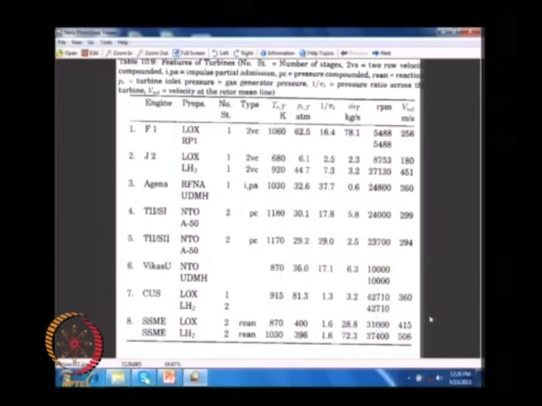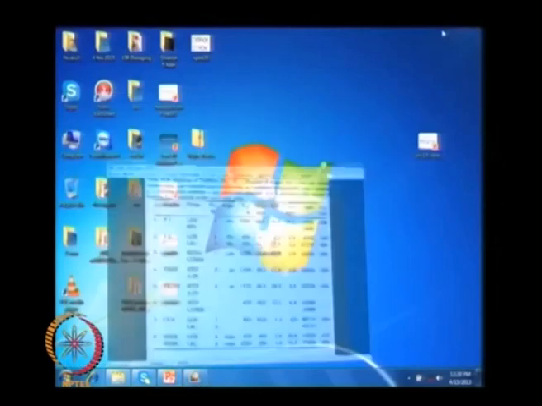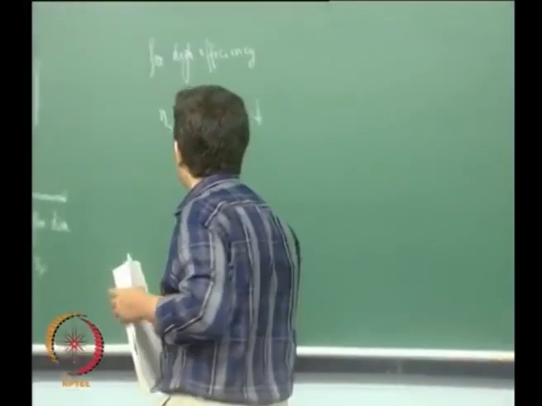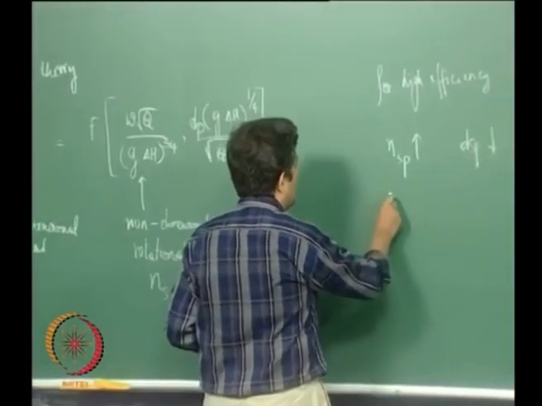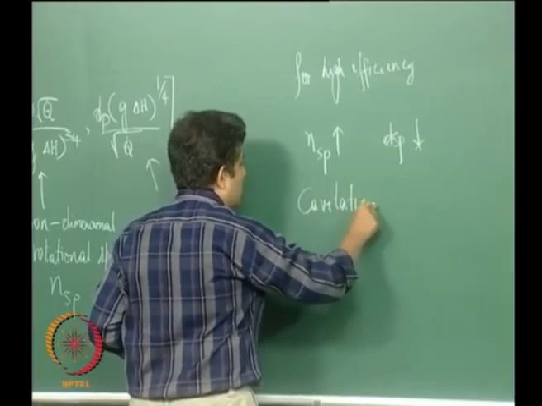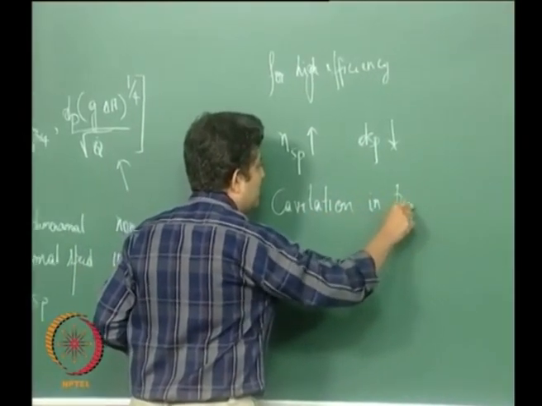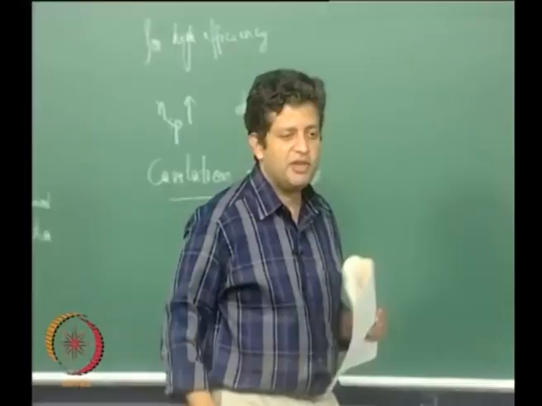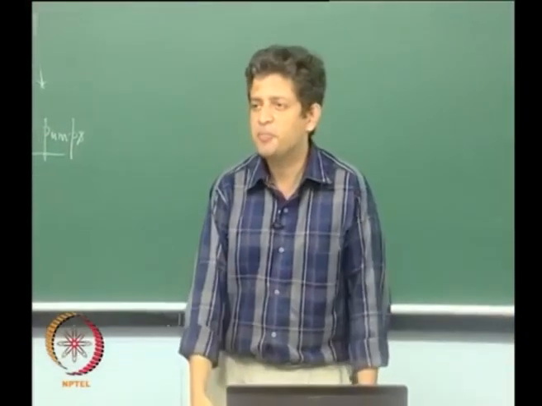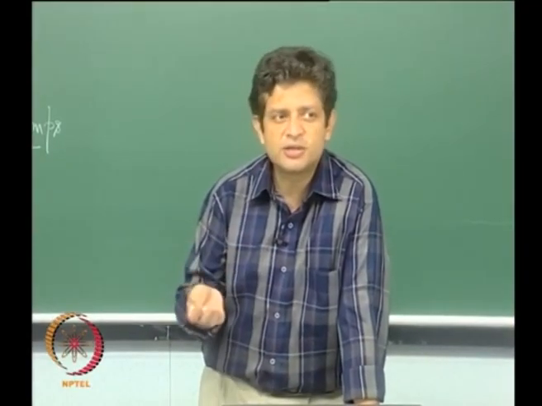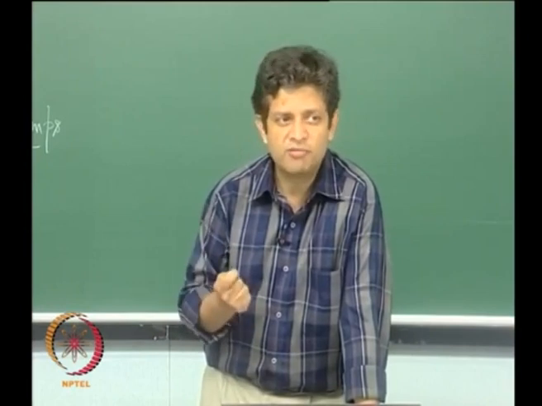What does this cause, any problem, is what we need to look at. There is something called cavitation in pumps, okay, which comes out as a result of this high RPM. Now, what usually happens is, if you remember, LOX, liquid oxygen and liquid hydrogen are low boiling point fluids, right.